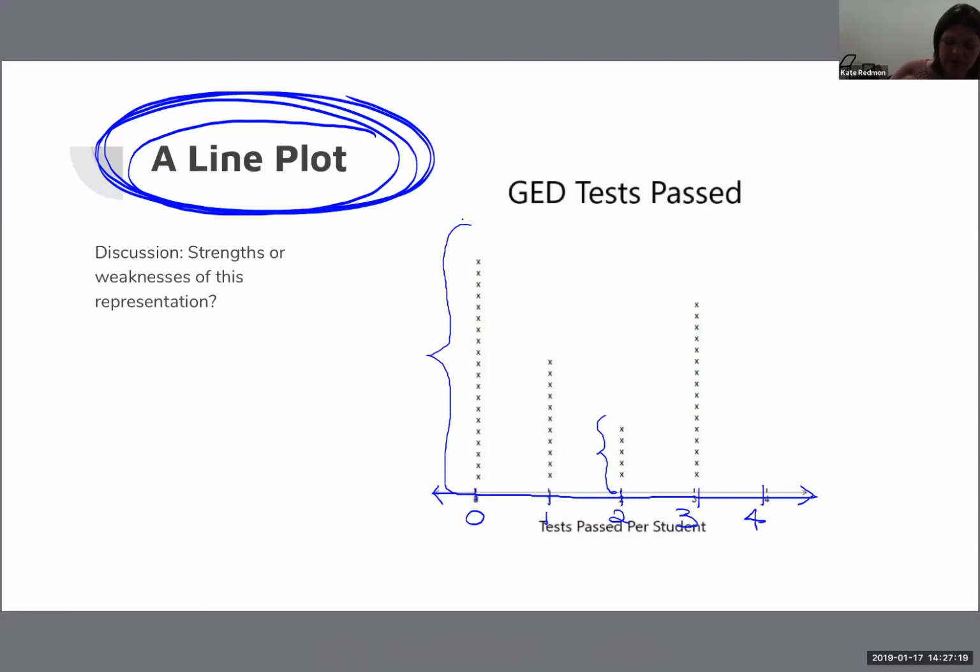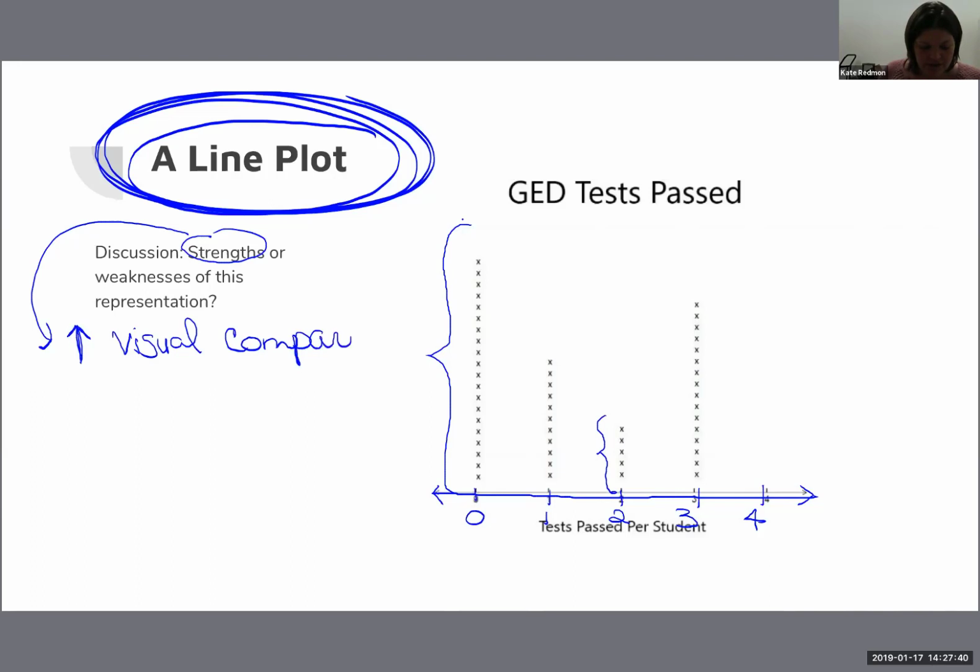So looking at this, do you guys see any strengths or weaknesses of this representation? How about strengths? What are some good things about this way to look at the same data? It's the same information now. It is more visual. Yeah, real easy to tell in a hurry, to compare the sizes in a hurry.